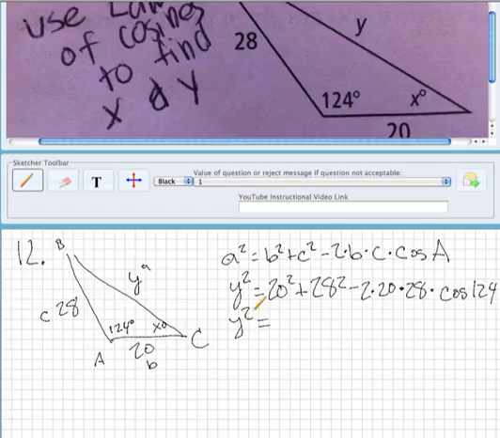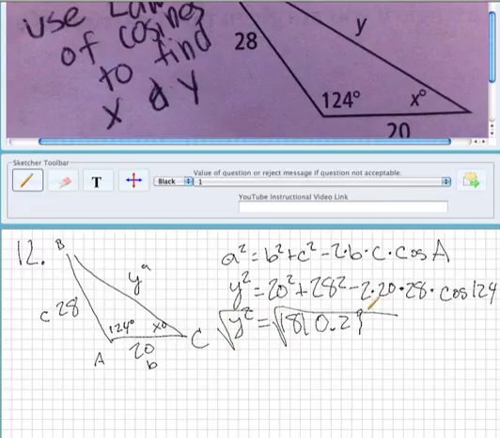So 20 squared plus 28 squared minus 2 times 20 times 28 times the cosine of 124. And that all equals 1810.29. So what we want to do is take the square root of both sides and then we'll find y.